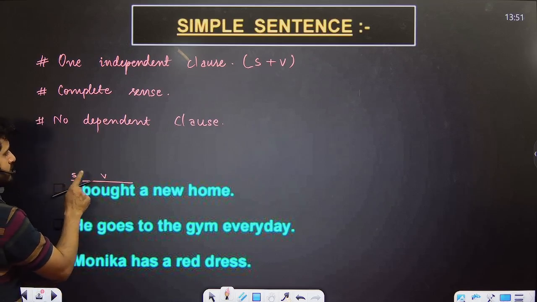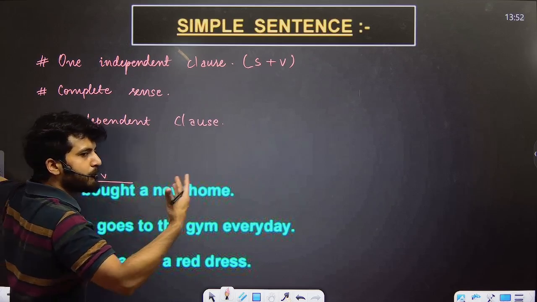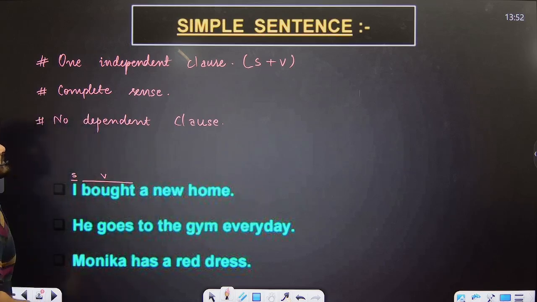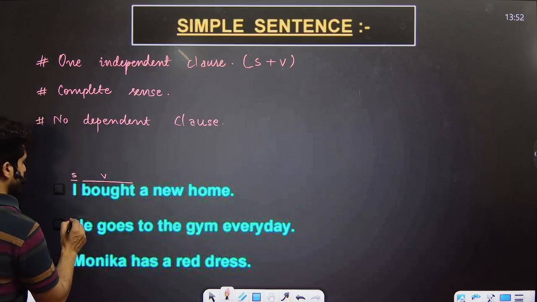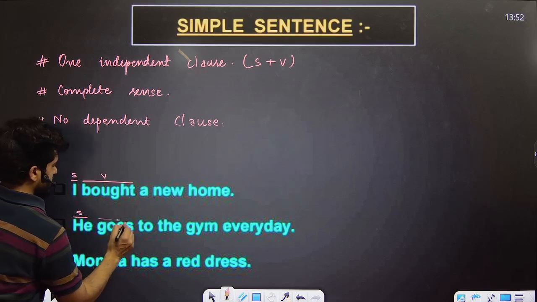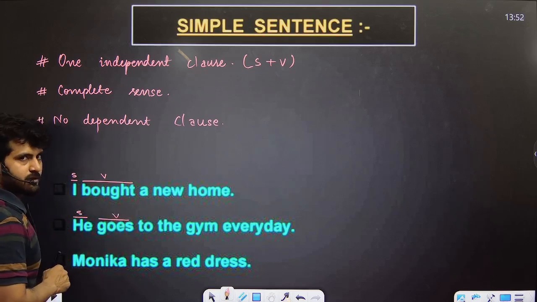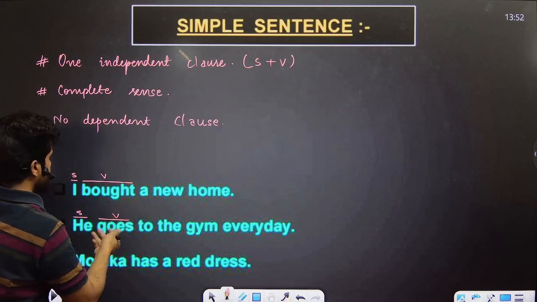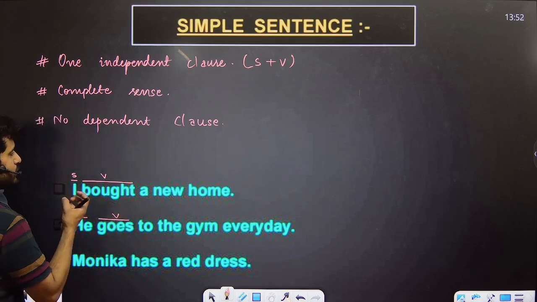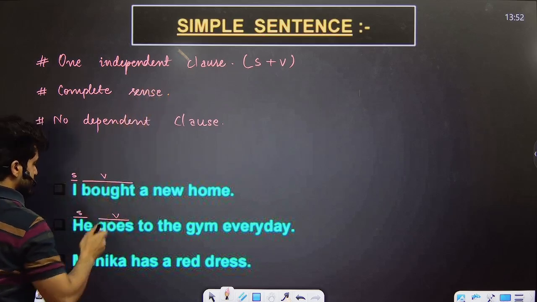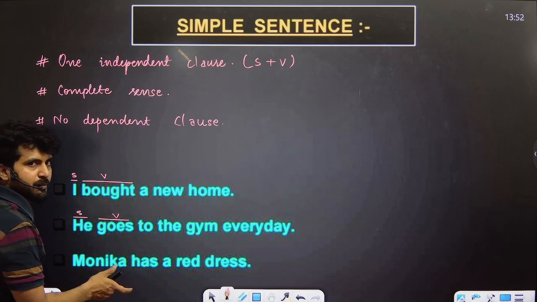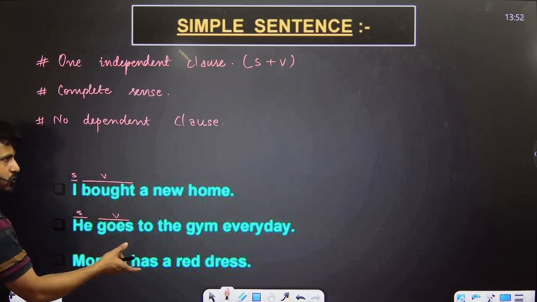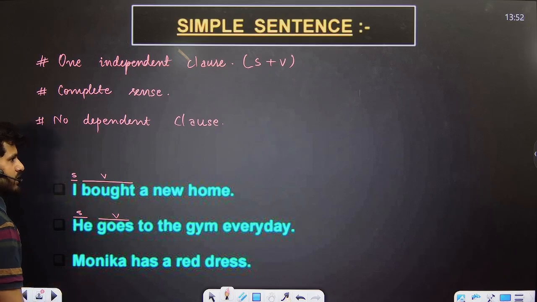Okay, so one subject, one verb, giving you a complete sense, therefore it is a simple type of sentence. Now, he goes to the gym every day. He is the subject, goes is the verb, to the gym every day. Got it? So one subject, one verb, you will have that as a simple sentence. They are independent, they do not depend on any other sentence part. They give the complete information here itself.